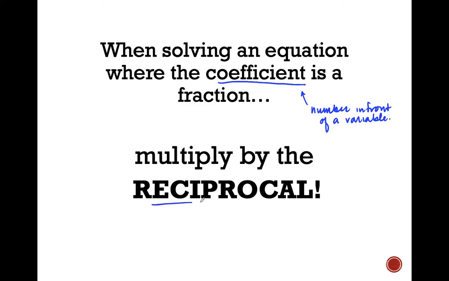Then we also need to remember what a reciprocal is. A reciprocal is if you have the fraction 2/3, the reciprocal of that fraction is 3/2. Or if it's negative 2/3, the reciprocal is negative 3/2. So remember, the reciprocal is where you flip the fraction upside down. It's not the opposite. And we're going to multiply by that reciprocal to solve these problems.